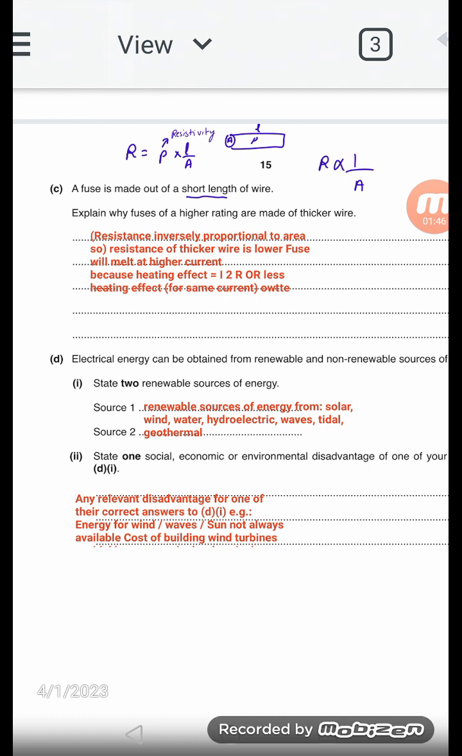So here, don't get confused. They are saying a fuse is made of short length, but the wire is thicker. The length is short, but the wire is thicker. So if it were less cross sectional area, there would be more resistance, because resistance is inversely proportional to the area.